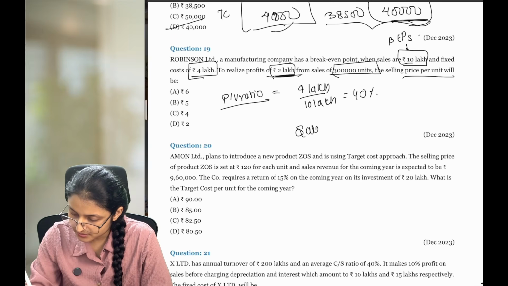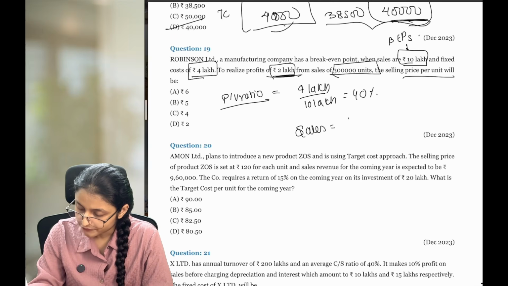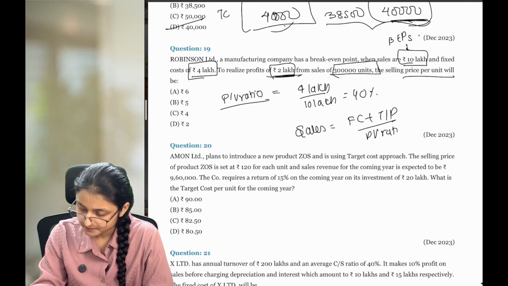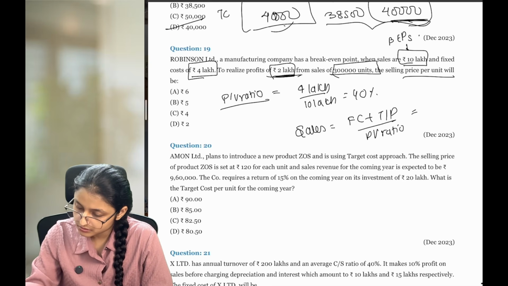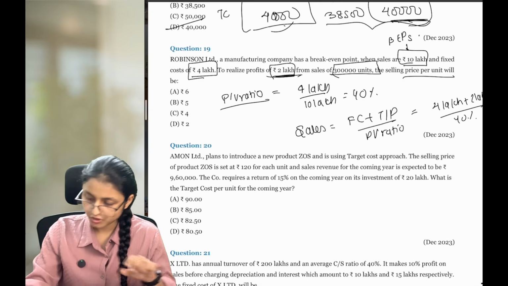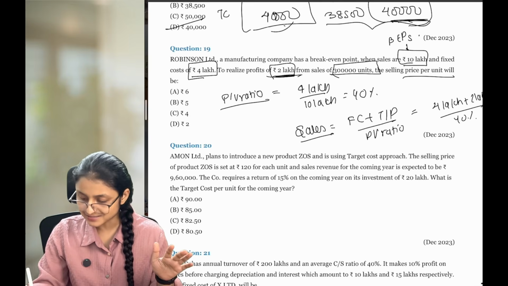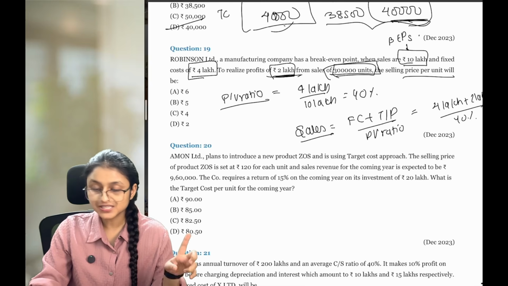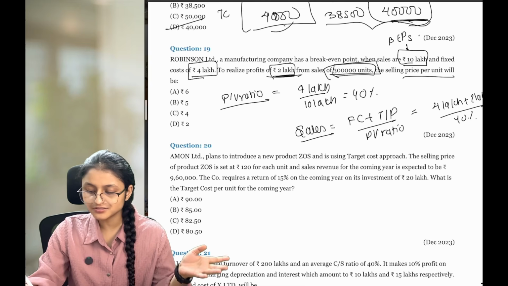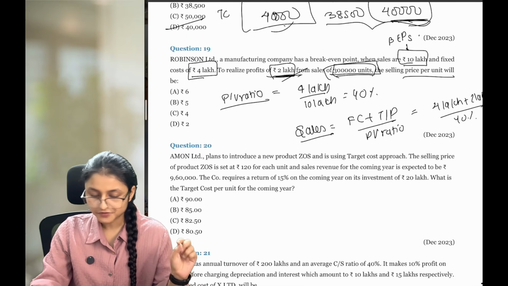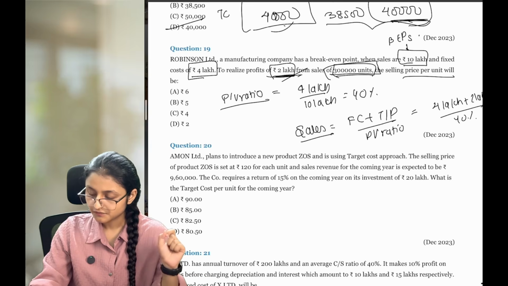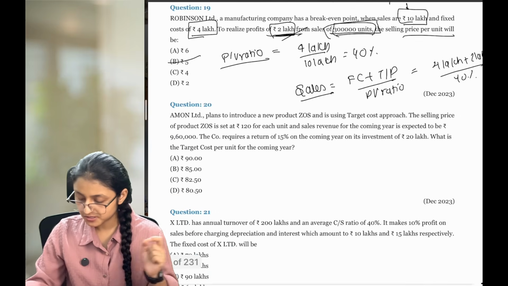So I can calculate the sales to earn the target profit. The formula is fixed cost plus target profit upon PV ratio. Fixed cost is 4 lakh rupees. Target profit is 2 lakh rupees. Divided by PV ratio is 40%. So 6 lakh divided by 40% will give you 15 lakh as the sales. 15 lakh is the sales for total 3 lakh units which are required for earning this target profit of 2 lakh. So 15 lakh divided by 3 lakh will give you a price of 5 per unit.